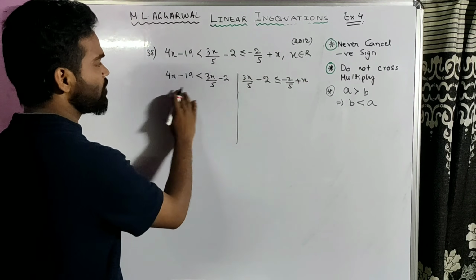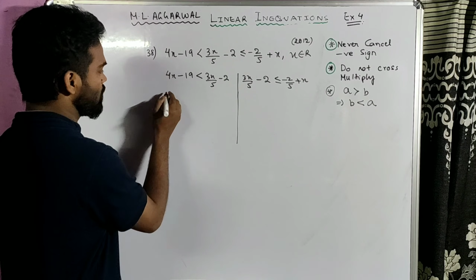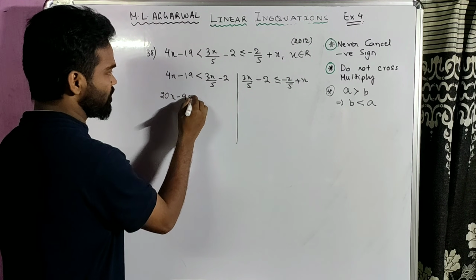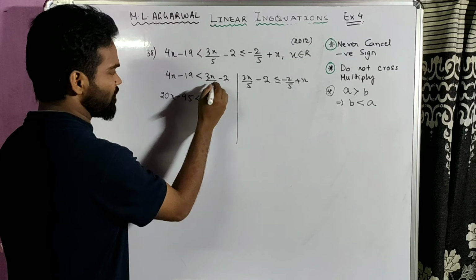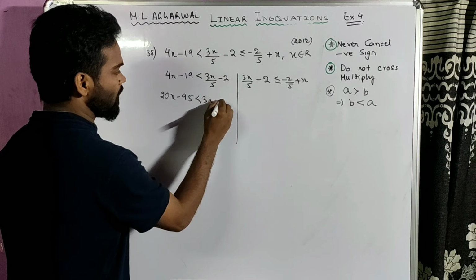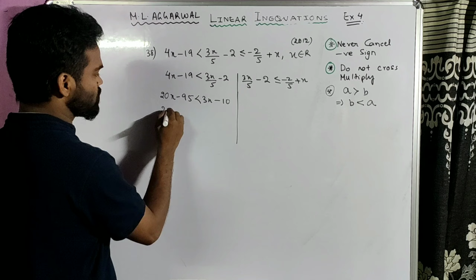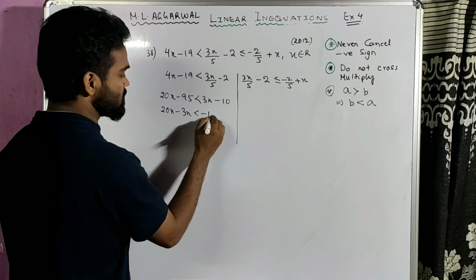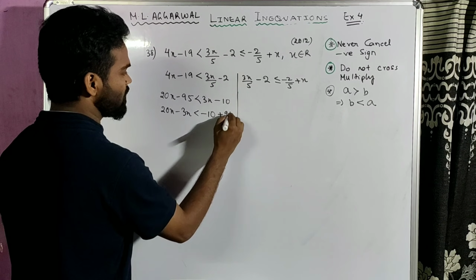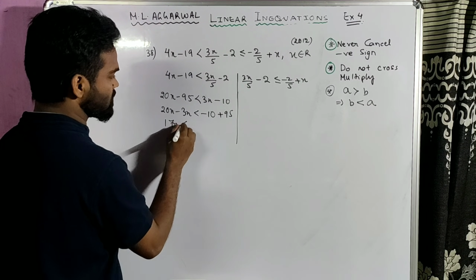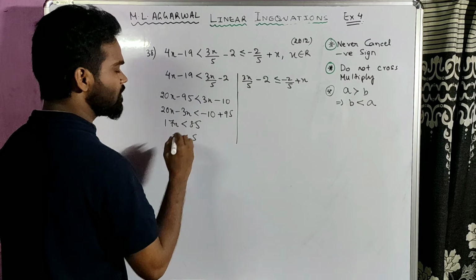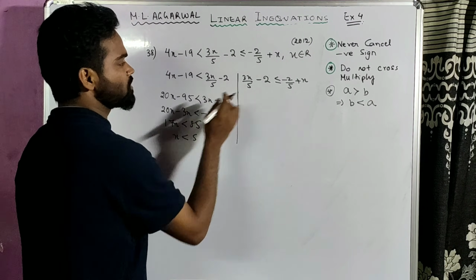Is it clear? We'll multiply by 5. So this becomes 20x minus 95. And when you multiply this by 5, the 5 goes away, and this becomes 10. So this becomes 20x minus 3x less than or equal to minus 10 plus 95, which means 17x less than or equal to 85, which means x less than or equal to 85 by 17, which is 5. Solved. Now we'll see this one.